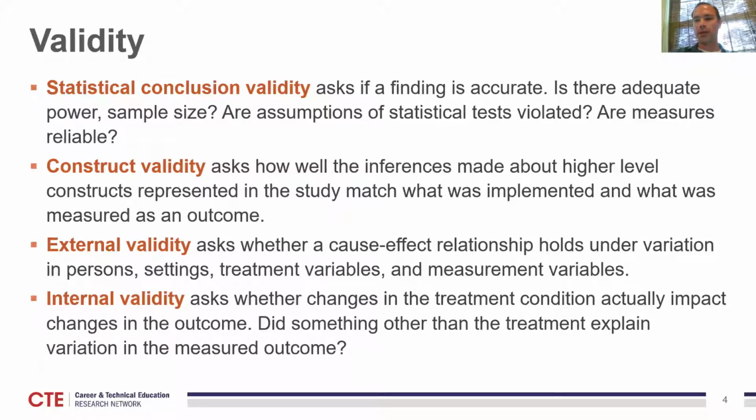So for example, when presenting findings about the impact of mentoring, does the discussion and implications match the reality of what kind of mentoring was done in the study? Oftentimes, studies aren't able to measure that well. External validity then refers to the generalizability of findings, or the validity of inferences about whether a cause and effect relationship holds under variation in persons, settings, treatment variables, and measurement variables.